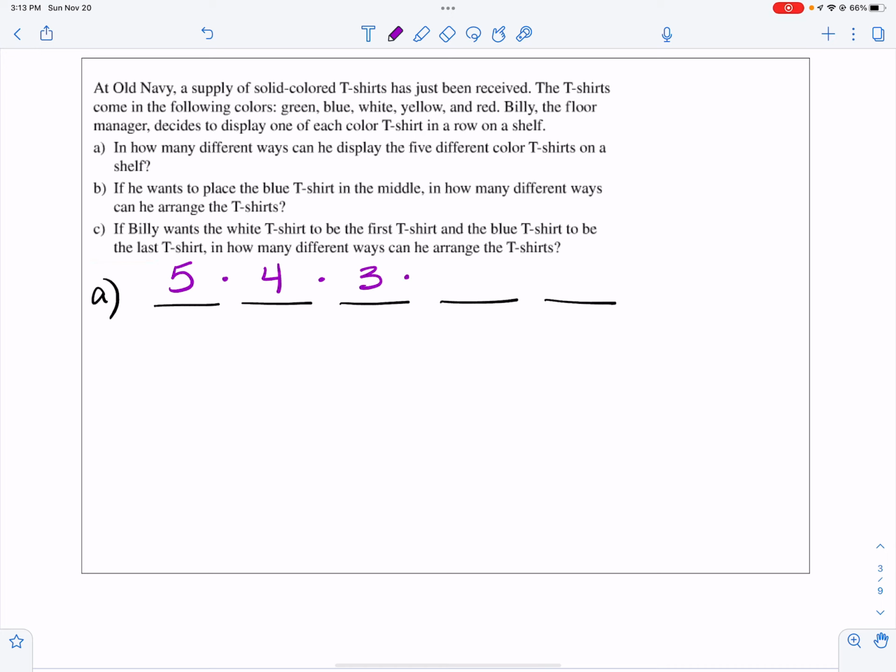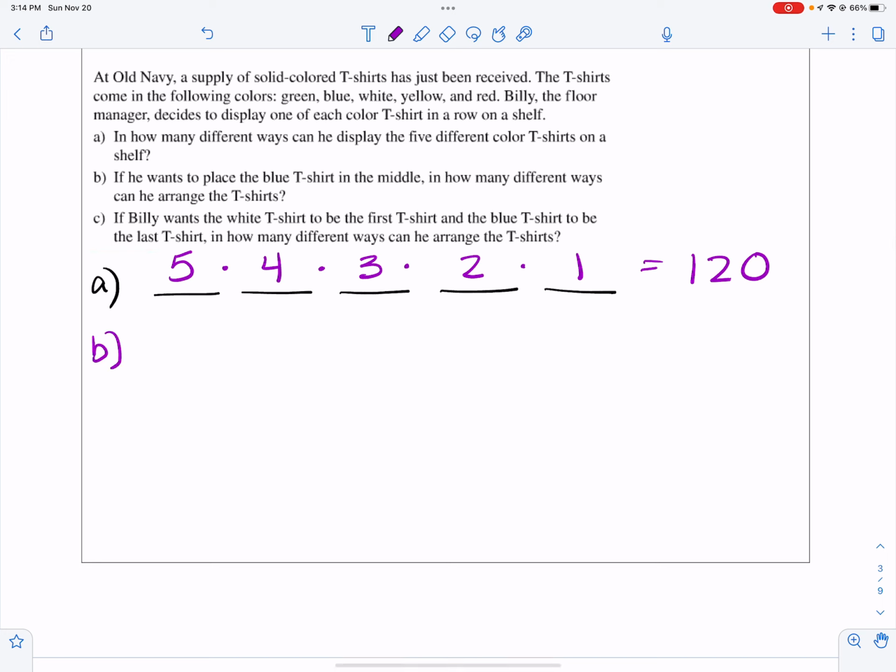And for the next spot, we have 3 until we get down to the last spot and we only have 1 choice left. So we have 120 ways to arrange those 5 colored shirts in any order, okay?